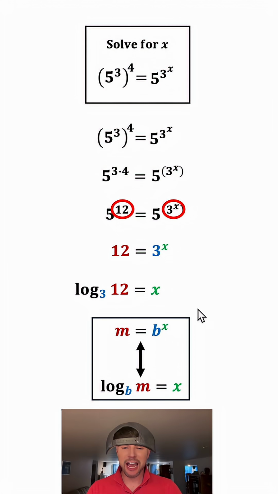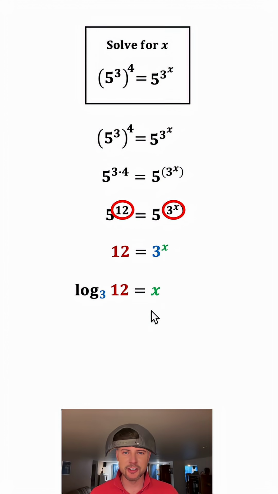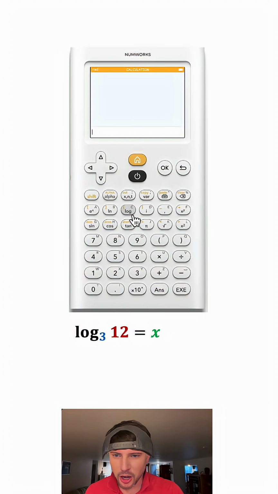And now we're done. We have the value for x. It's log base 3 of 12. If you want to find out a decimal approximation, you can plug this into a calculator. I can show you how to do that right now. You would just type log, and we want to change that 10 into a 3, and then we would put a 12 right here. So it's just log base 3 of 12 plugged right into the calculator.